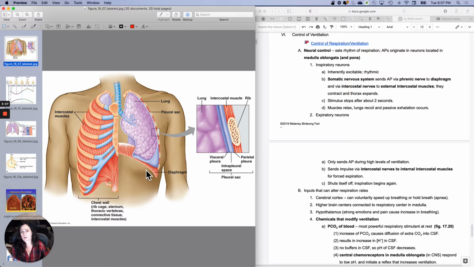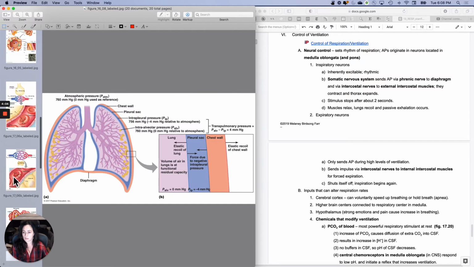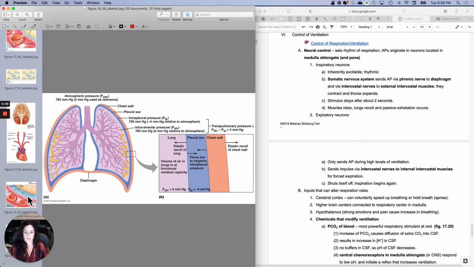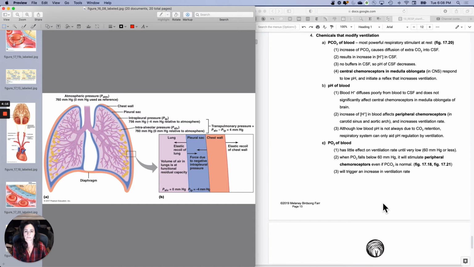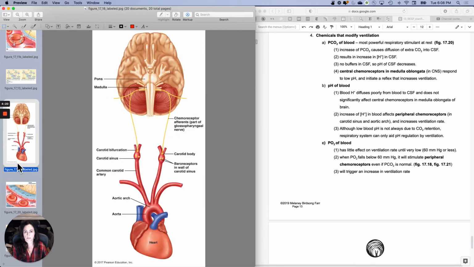And then you're also monitoring the chemistry of your blood to figure out if you need to breathe more. Hopefully this will make good sense to you and won't be too painful. What you are monitoring in your bloodstream is three things: the PCO2 of your blood, the carbon dioxide concentration in your blood, the pH of your blood, and the PO2 of your blood. Counterintuitively, it is not PO2 that is more likely to cause an increase in ventilation. It's actually PCO2. The most powerful respiratory stimulant at rest is an increase in PCO2, because carbon dioxide easily diffuses into your cerebrospinal fluid and it'll upset your brain.